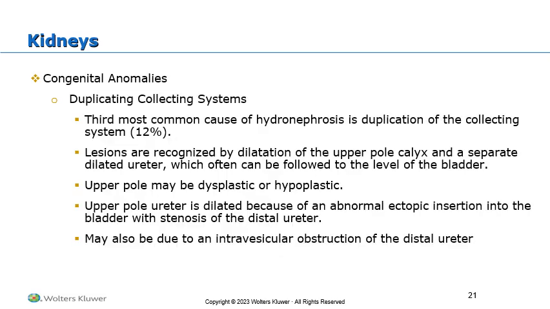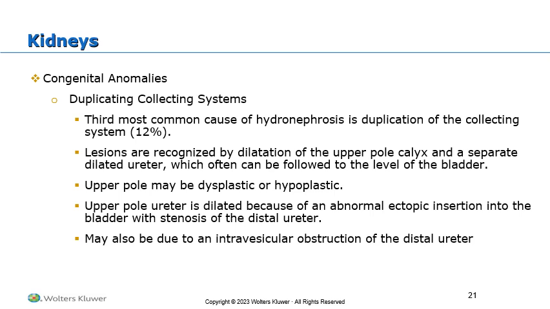Another congenital abnormality, which is not terribly uncommon, is going to be the duplicated collecting system. Lots of times these are going to be incidental findings. It's the third most common cause of hydronephrosis in our pediatric population. The duplications are recognized by dilatation of usually one of the poles. Most often it's going to be the upper pole calyx that we see dilated. And then we're going to see two separate renal pelvises.